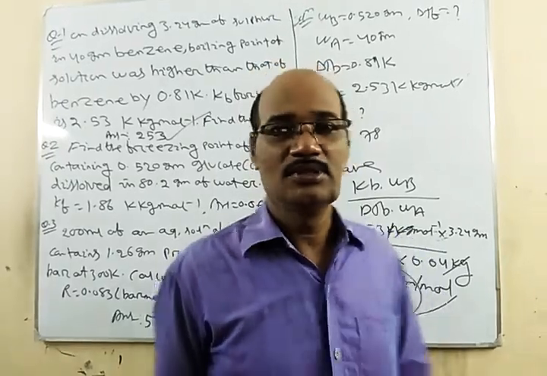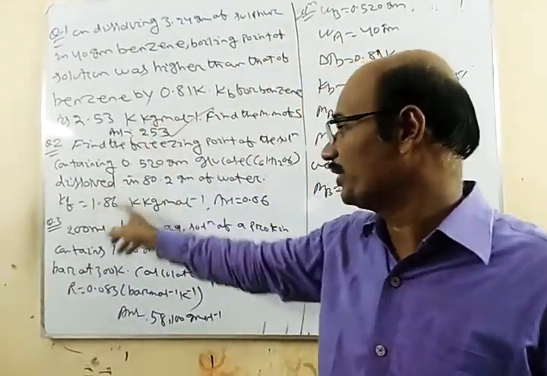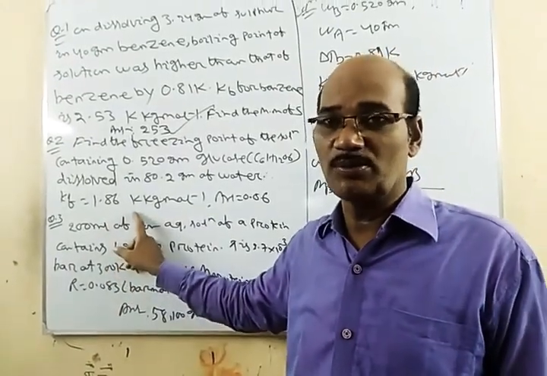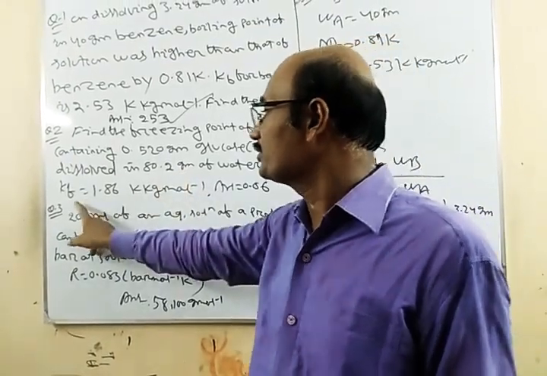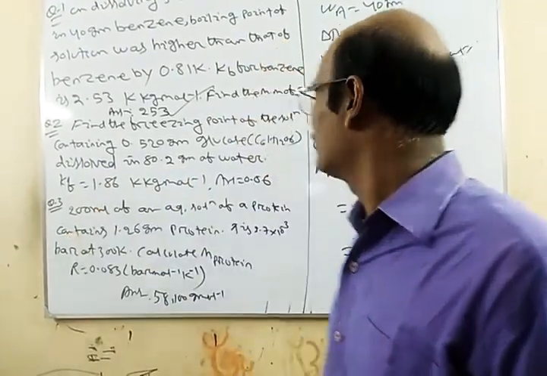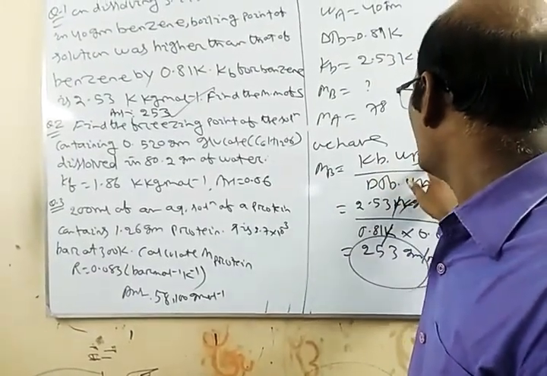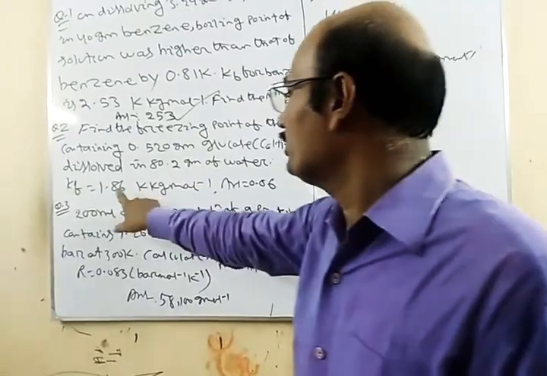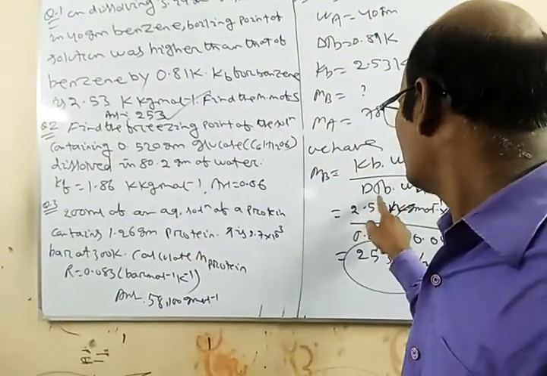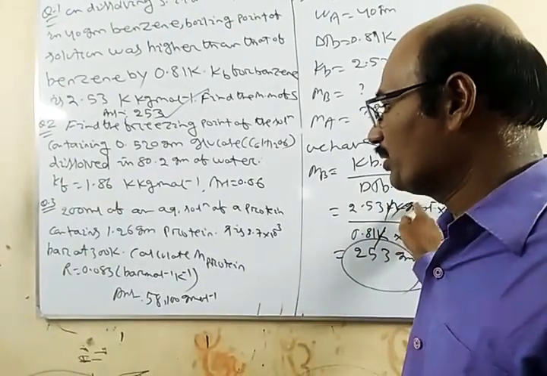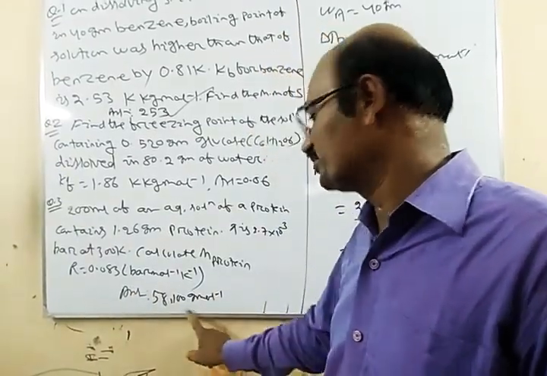Now you see, similarly we can solve questions number 2 and 3 by just putting in the formula. Just write the data given and put the formula. Like here we have M_B equal to K_b into W_B by delta T_B into W_A. So here M_B is equal to K_f into W_B by delta T_F into W_A. Similarly, we can also put the formula for the osmotic pressure and calculate. We'll get the answer.